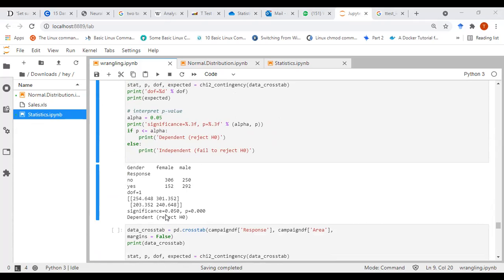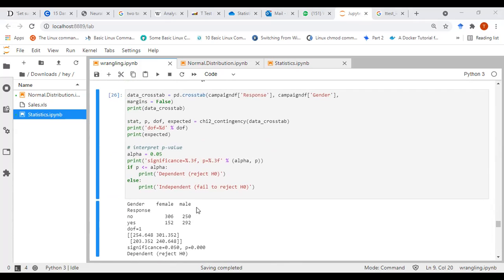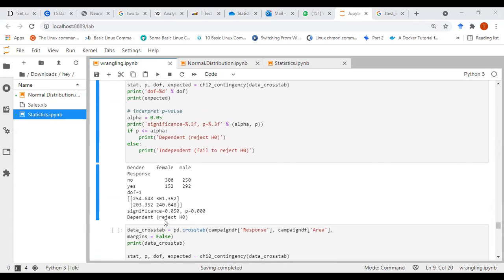The significance p-value is almost 0, so we reject the null hypothesis. What we say is that the null hypothesis is rejected. That means the response is differing based on the gender. So I don't know if females are more likely to respond. My conclusion is that females are more likely to respond because, if you see the ratio here, I don't know how to determine the ratio. Can you make a conclusion?